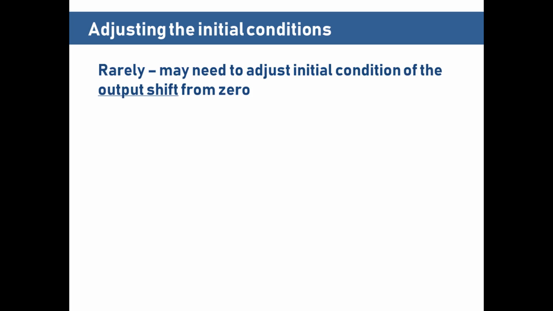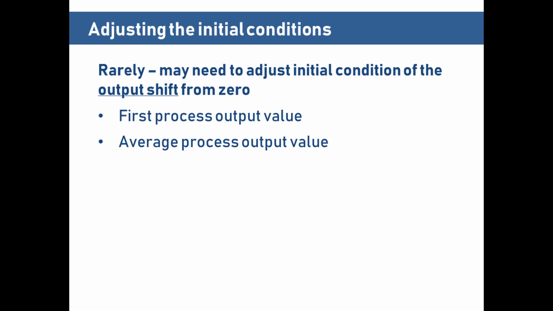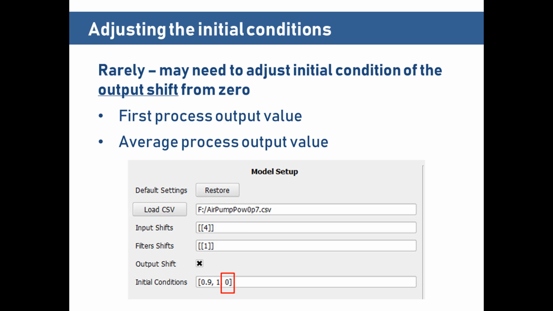In such cases, we may need to adjust the initial conditions in the model setup. We've barely needed to touch the initial conditions before, but you may have noticed that where we checked the output shift box, the initial condition for the output shift is always set to 0. It may help in these rare cases to change this to a different value, such as the first process output value or the average process output value, which you can get from your data. You can do this in your model setup in the same way you would adjust any of your process dynamics.